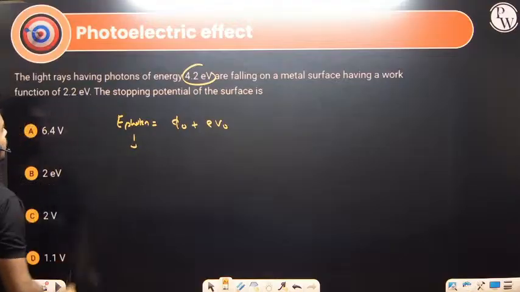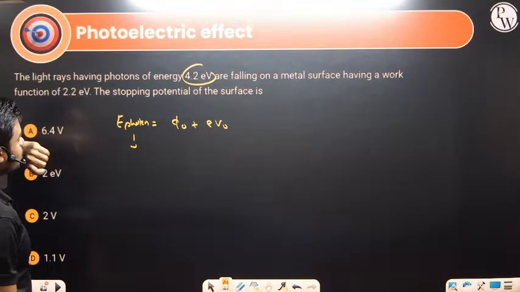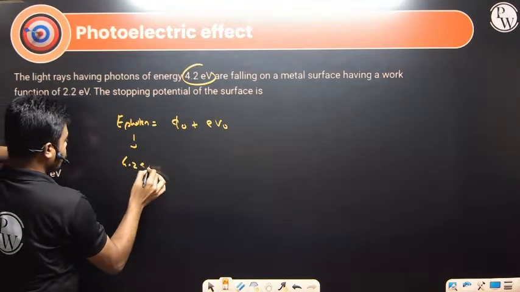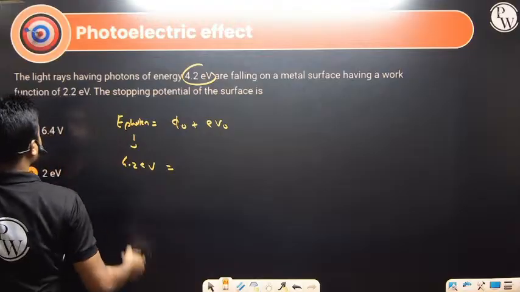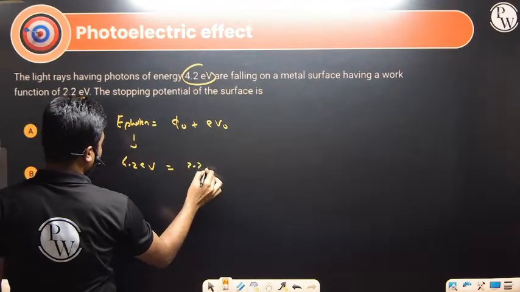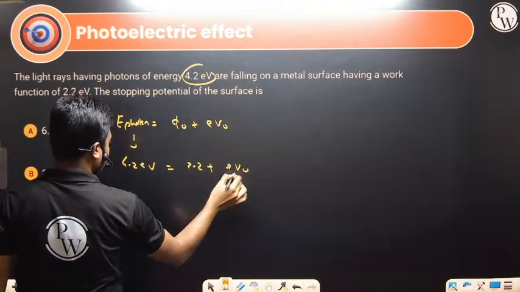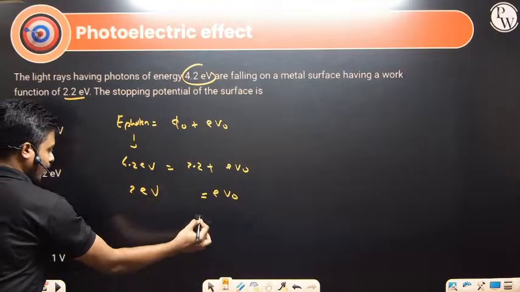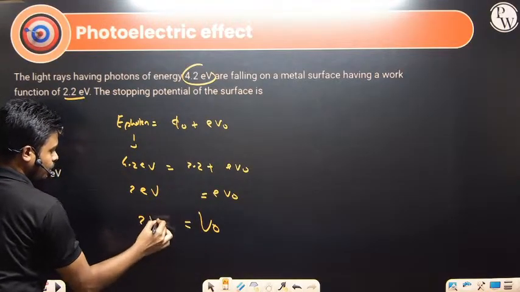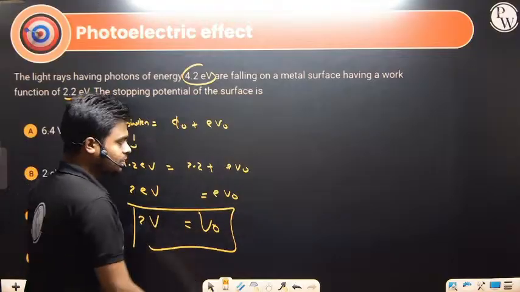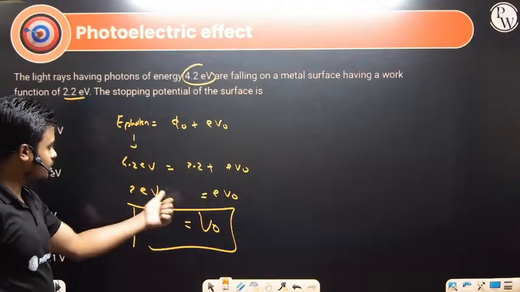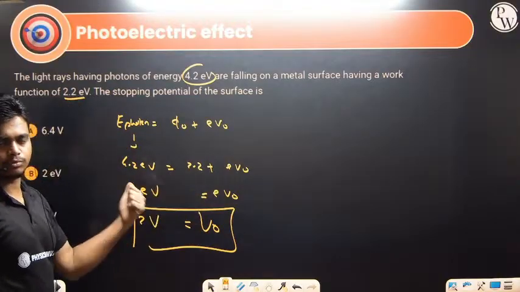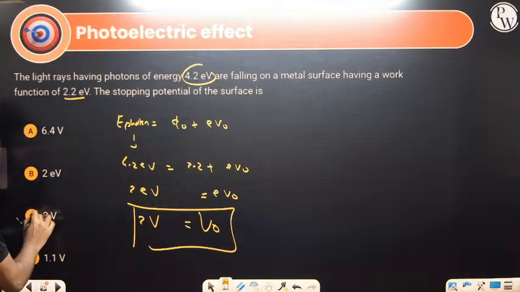So from this calculation we can write, having photons of energy 4.2 electron volt is equal to phi naught, the work function, which is 2.2, plus eV naught. So what is the eV naught value? We are getting 2 electron volt. And if they are asking the stopping potential, that will be 2 volt. For the corresponding stopping potential we just cut the e over here, so it is 2 volt, the correct option.